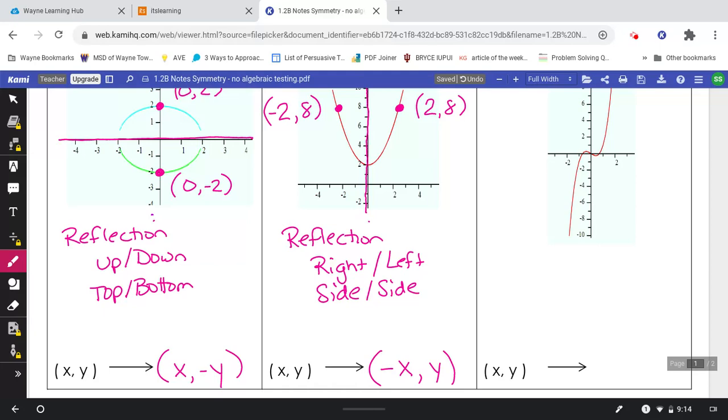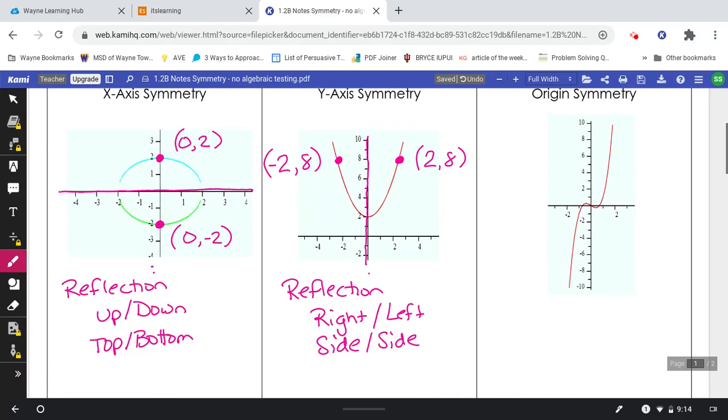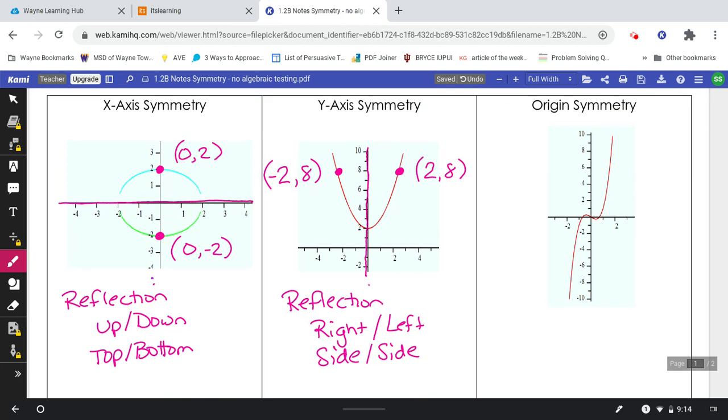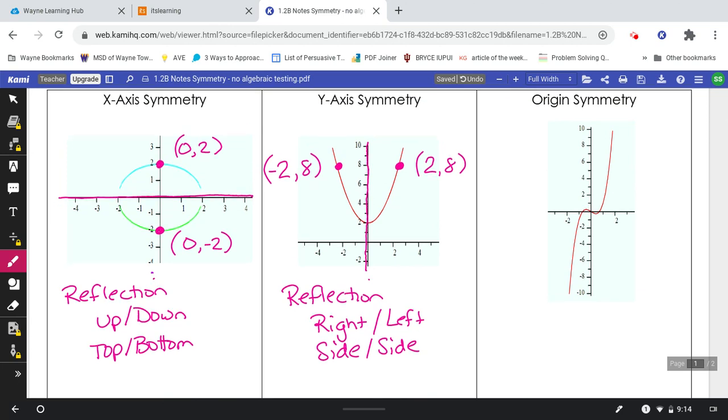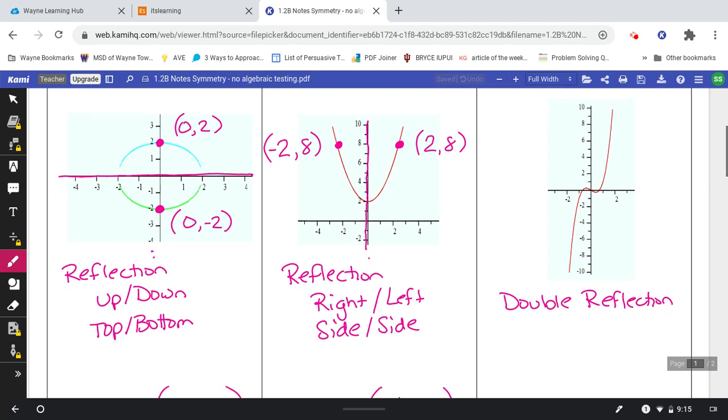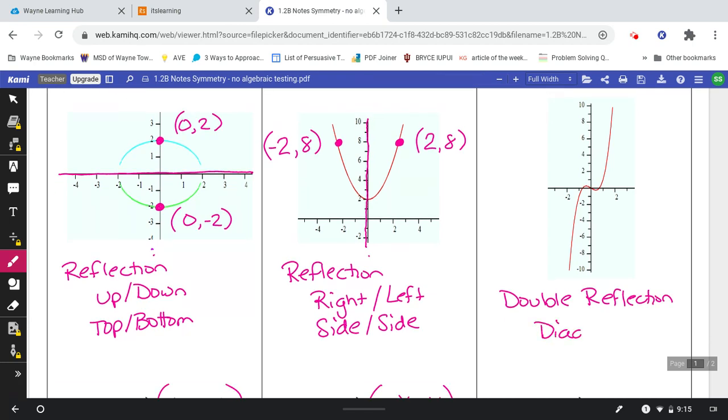The last type of symmetry is something known as the origin symmetry. And the origin is actually a double reflection, so it's kind of a combination of the x-axis and the y-axis at the same time. So we can call it a double reflection. Or some people like to think about it as a diagonal reflection.